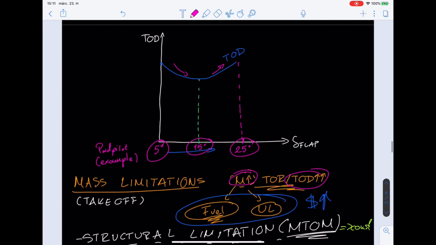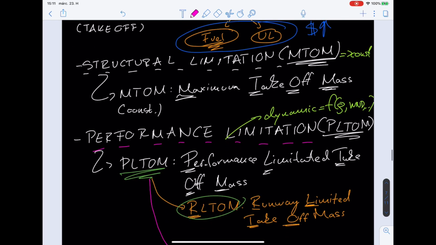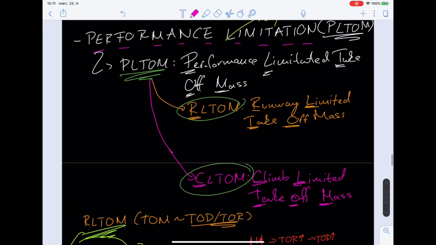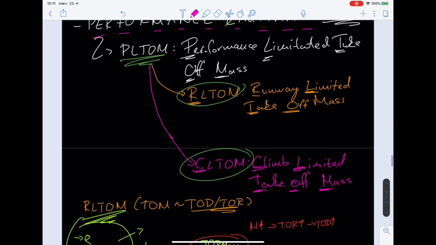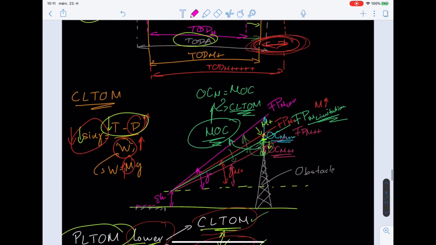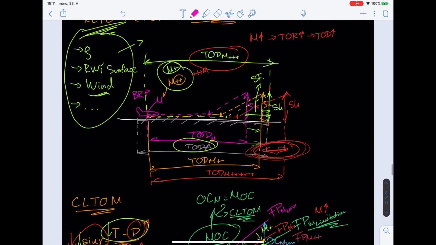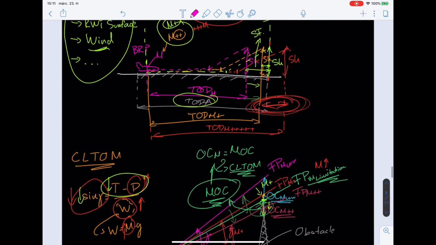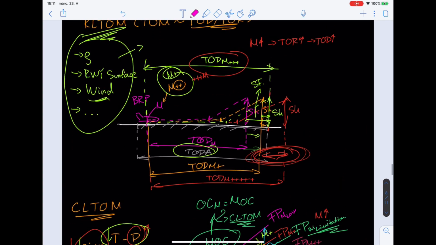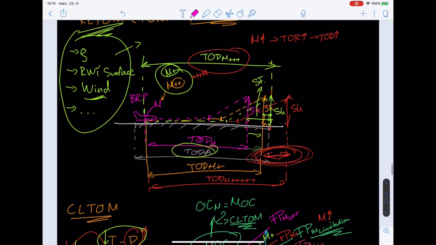This was the initial part, and we also spoke a little bit about mass limitation. We had the structural limitation, the maximum takeoff mass, and more importantly, the performance limitations, made up by the performance limited takeoff mass, which is the lower of the runway limited takeoff mass and the climb limited takeoff mass. We saw that both the climb limited takeoff mass and the runway limited takeoff mass are a function of the density and the wind. Of course, by the runway surface, it's only the runway limited takeoff mass which is going to be affected.